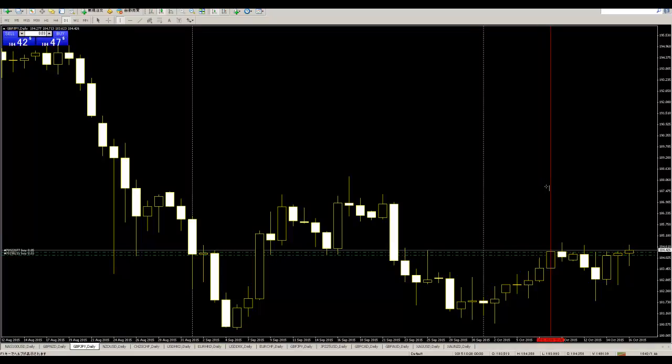This candlestick closes into this candlestick. This candlestick closes into this candlestick. It also closes into this candlestick again. So buy. And the target is this candlestick high. Close into candlestick shows trend change.